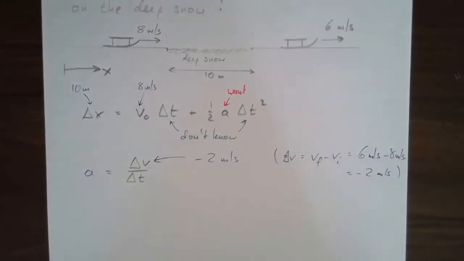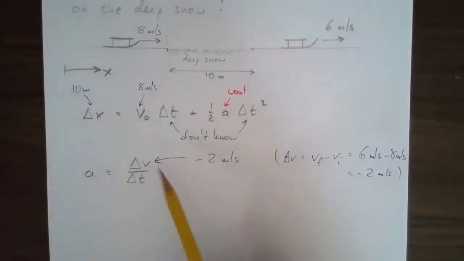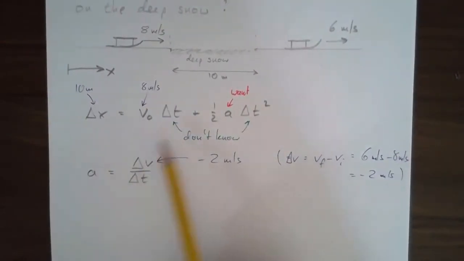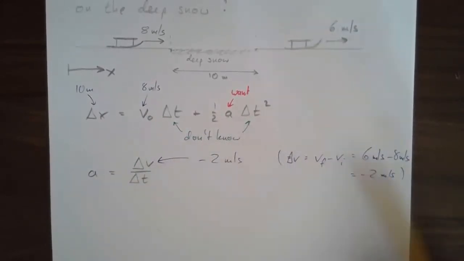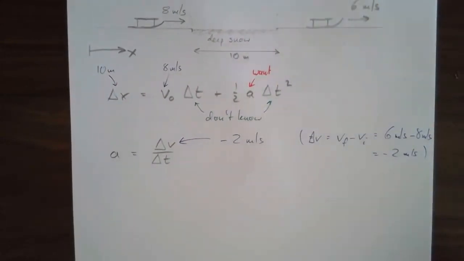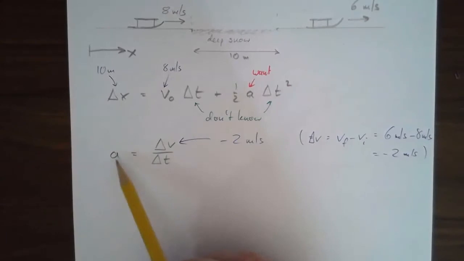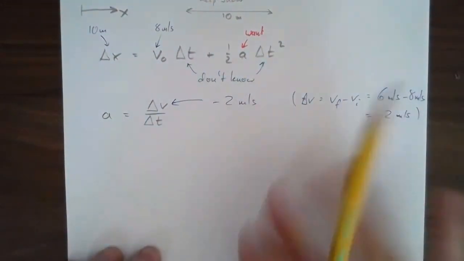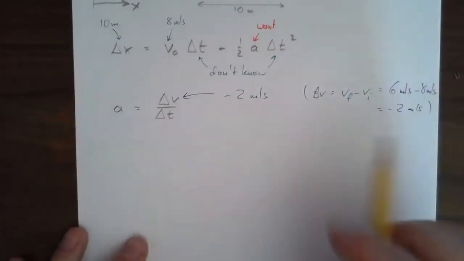Okay. So now I've got two equations which have two unknowns, a and delta t. I can't solve either one, but I can combine them in some smart way. So what we could do right now is eliminate delta t, and that's what we're going to do. I'm going to do it symbolically. We could plug in numbers, but I'm going to do it symbolically to get a sort of general result here.